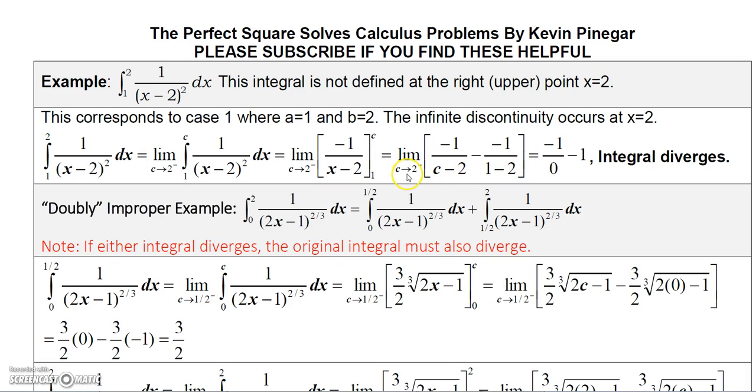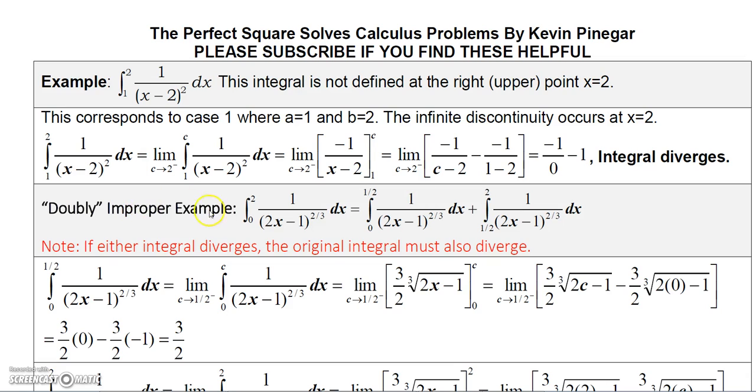But if we let c approach 2, we actually get minus 1 over 0 here, which is an undefined value. So therefore, my integral here would diverge. In other words, it would not converge to a real number.